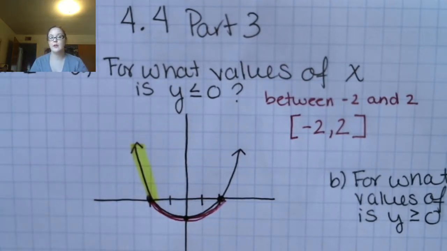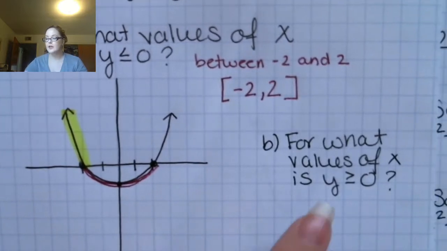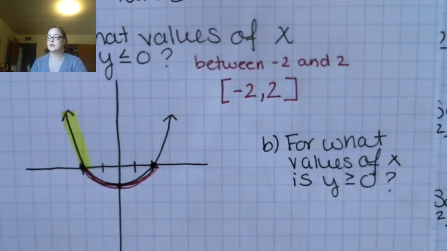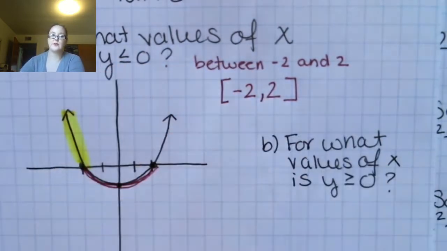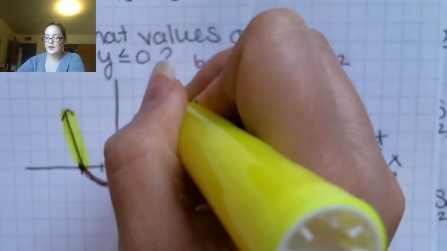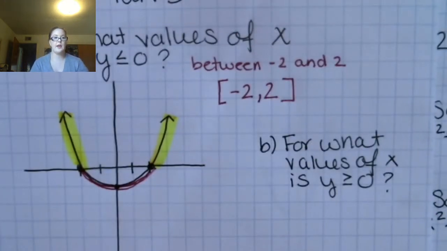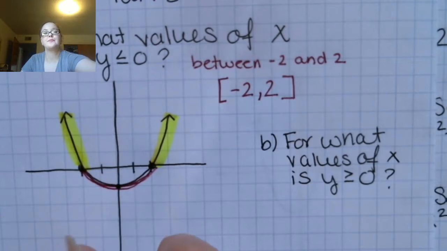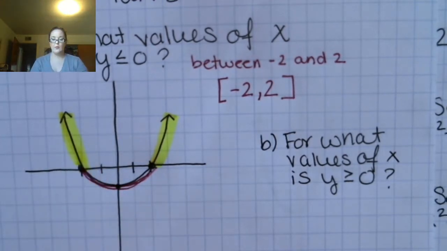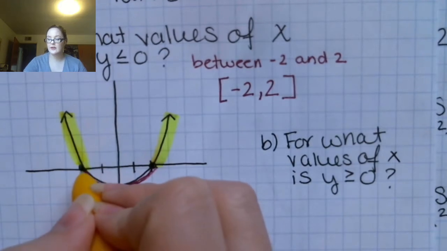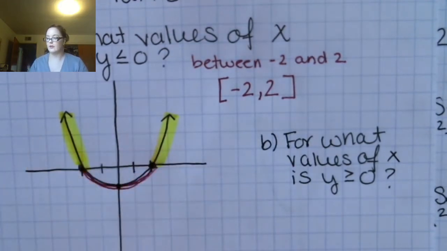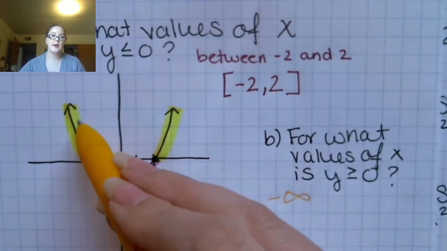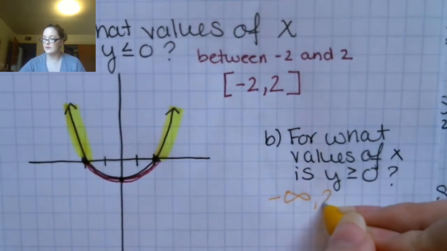All right, let's look at part B. This says for what values of x is y greater than 0. So this is the part that I started to shade. This part has y values that are greater than 0, but this part also has y values that are greater than 0. So we're looking at both this part and this part. For the left part, what are those x values? Well, they start here and they go off to the left, so there's no left endpoint, and my right endpoint is -2.